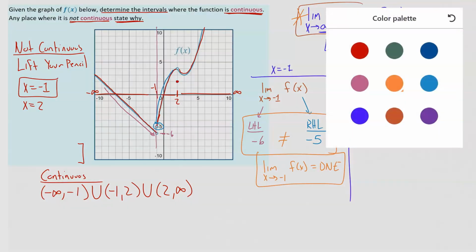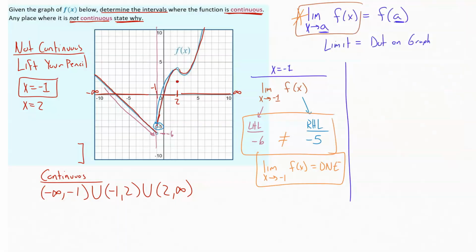Now we'll go and do the same game. This time we're working with our other value, where we said it wasn't continuous, at x equals 2. So again, I always start off with that limit side, and I would say this time I'm looking at the limit as x approaches 2 of our f of x here.